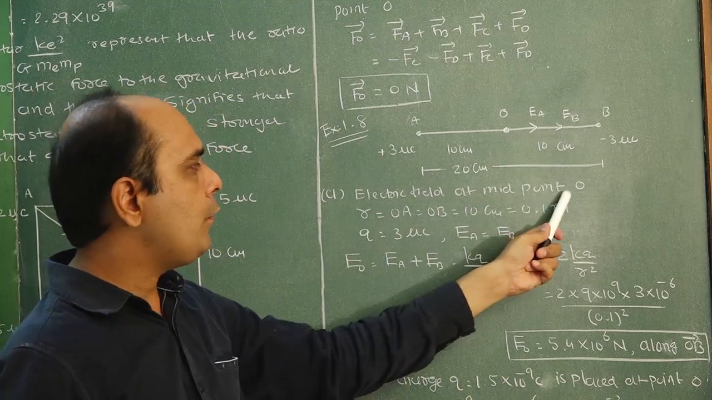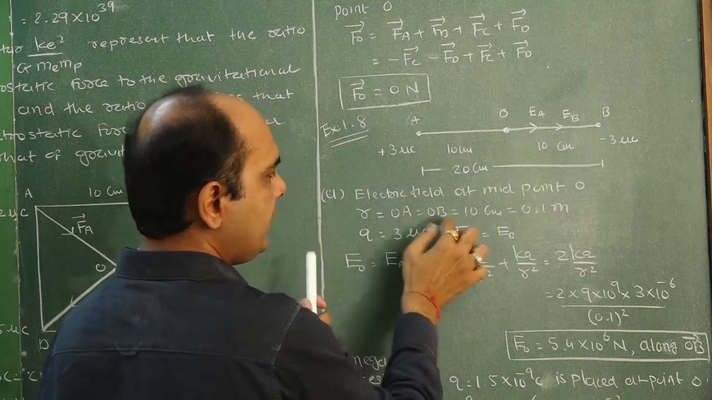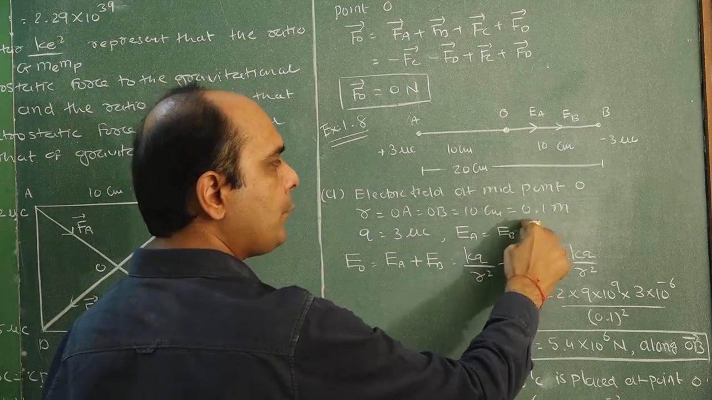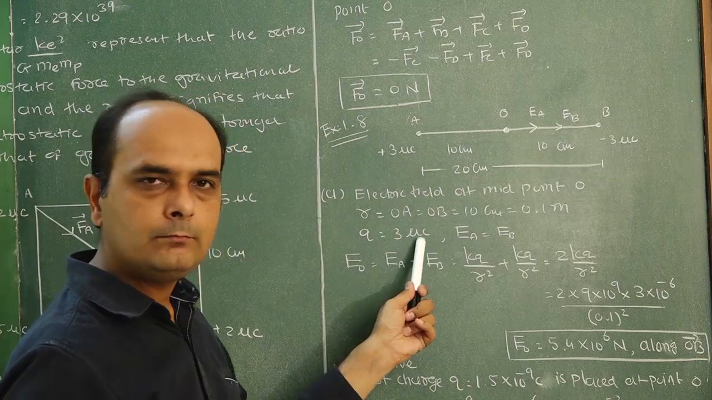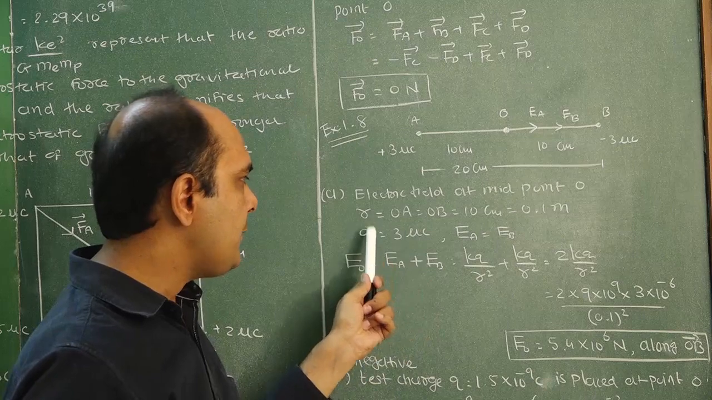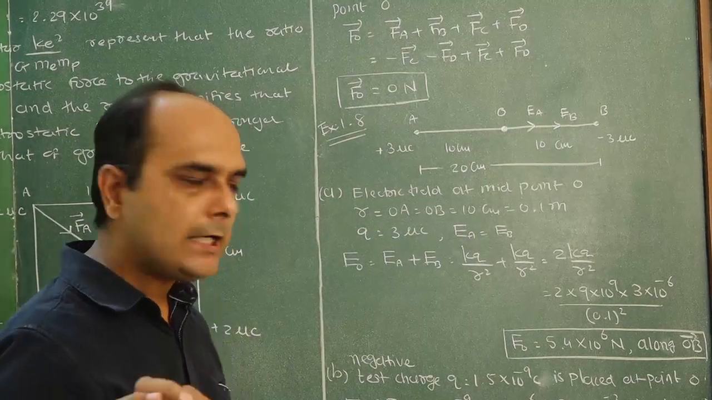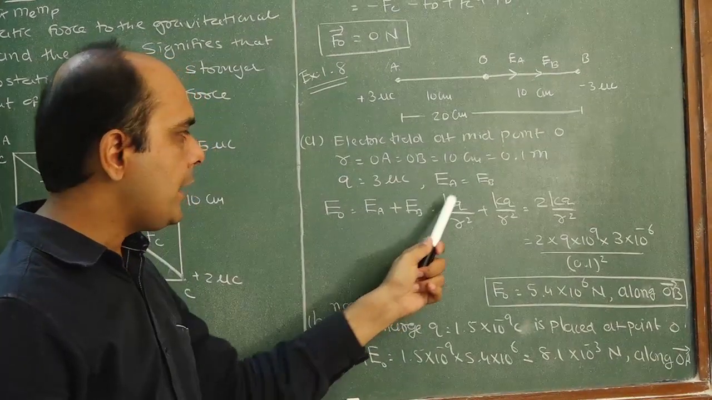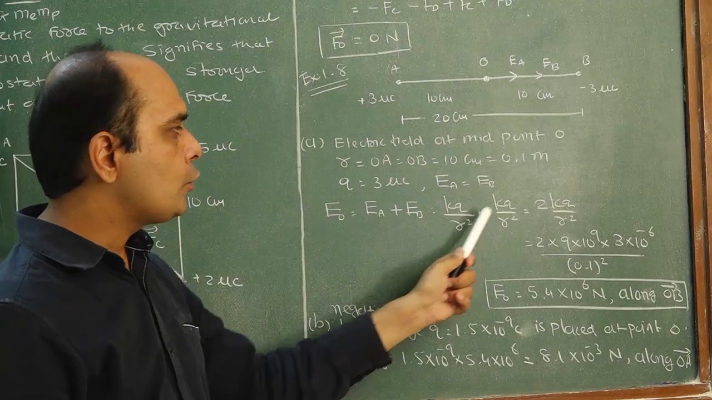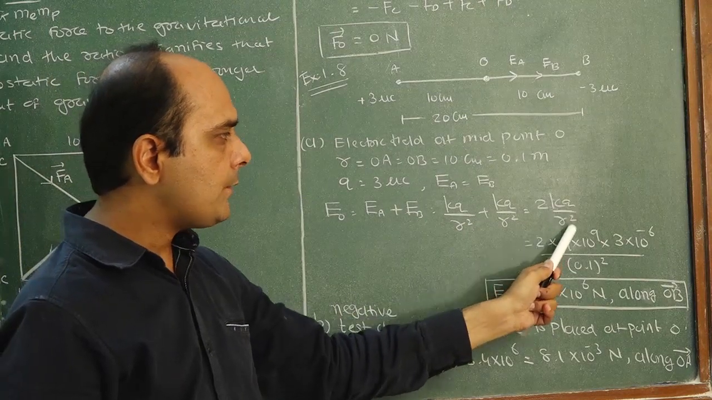Electric field at midpoint O: r is equal to OA, which is equal to OB, that is 10 cm, converted into meters, 0.1 meter, divided by 100. Charge Q is 3 microcoulomb. So since r is same and Q is same, EA is equal to EB. Therefore, at the midpoint, electric field EO is equal to EA plus EB, where EA is equal to KQ by r square and EB is also KQ by r square. Therefore, 1 plus 1, 2, twice KQ by r square.